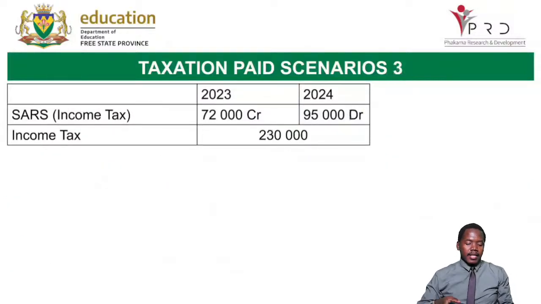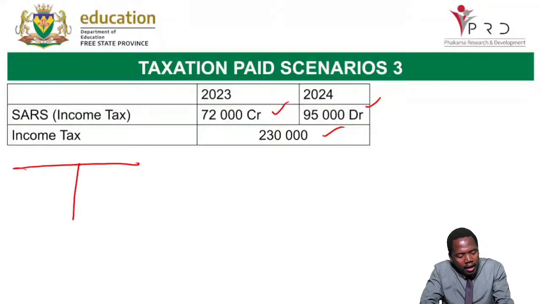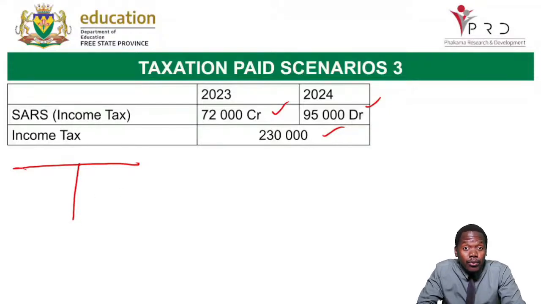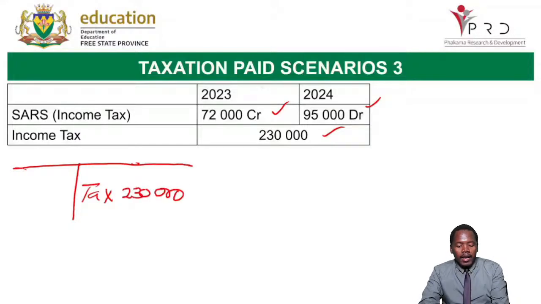Scenario number 3, let us look at this. We have the 3 items we need. How do we do this now? We can do it in a T account format. What do we always start with? We always start with the tax. How much is our tax amount? 230,000.